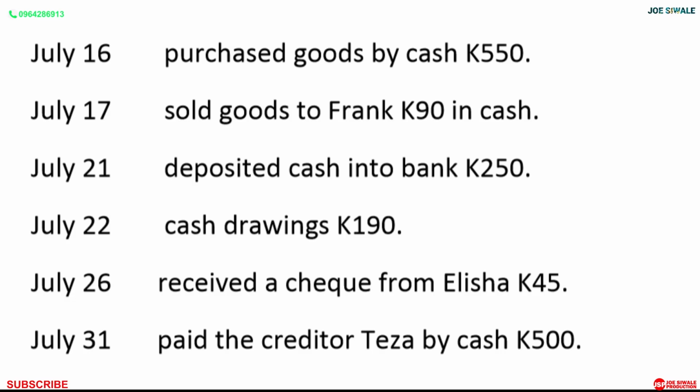Then on the 21st of July, deposited cash into bank amounting to 250. So this type of transaction is a contra entry transaction. In a contra entry transaction, one account is debited and one account is credited. So in this case where cash is deposited into the bank, that means that the cash account is going to be credited and the bank account is going to be debited. And in our folio section, we're going to put the letter C, which represents a contra entry transaction.